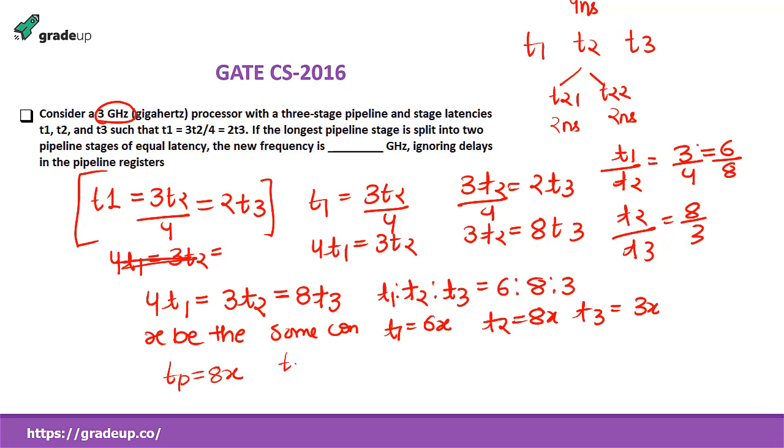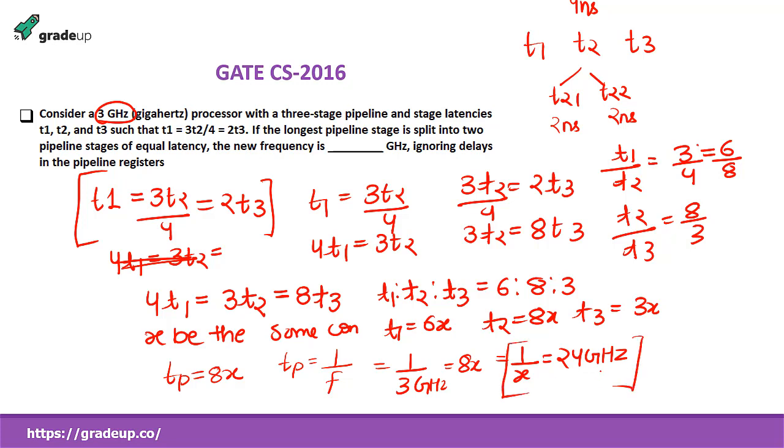Then your TP is always equal to 1 upon your frequency. Here what is your frequency? 3 gigahertz. So see how you are going to calculate. 1 upon 3 gigahertz is equal to 8x, or what can I say, 1 upon x is equal to 24 gigahertz. Okay, we are having the value of 1 upon x now. Now according to the new design, just remember this thing: t1 is equal to 6x, t2 is equal to 8x and t3 is equal to 3x, and 1 upon x is equal to 24 gigahertz.